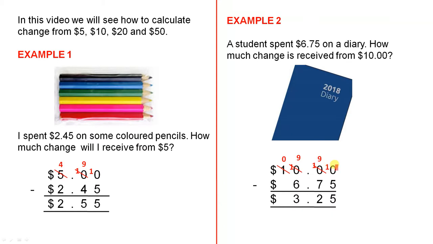Now we can do our subtraction. 10 take away 5 is 5. 9 take away 7 is 2. 9 take away 6 is 3. And 0 take away 0 is 0. So $3.25 is the change.